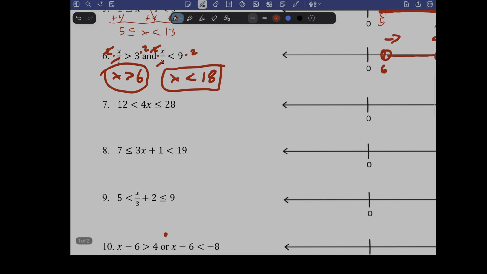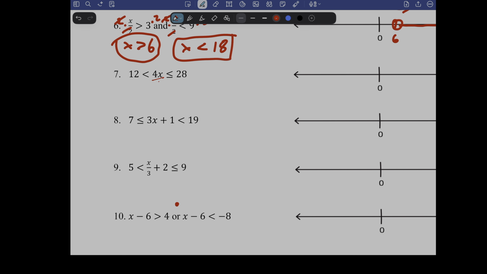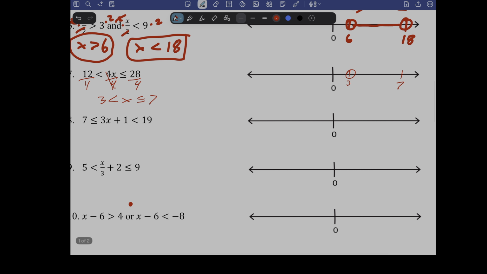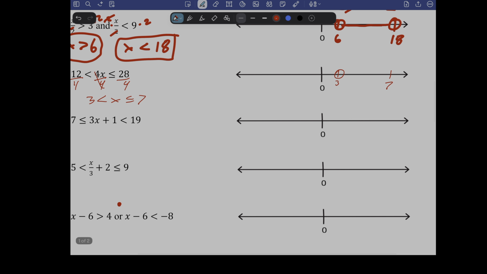Okay? Let's go on to number 7. I'll make my thing a little less thick now. Okay? I'm going to divide all 3 of these by 4. And that's going to get me 3 less than x less than or equal to 7. Okay, so now I want a 3 and I want a 7. My 3 has to be a hole because there's no equal sign, correct? And then my 7 is going to have to be a dot, which is going to erase. So I'll do my dot and then my line.